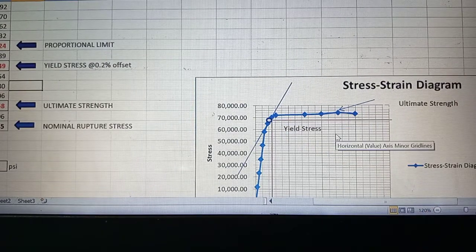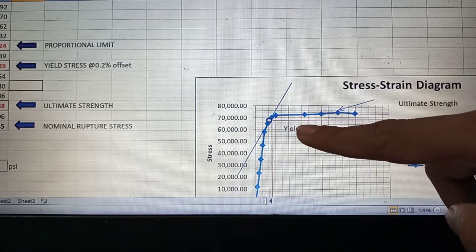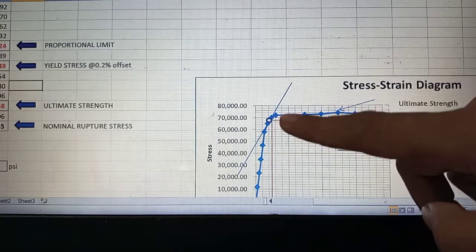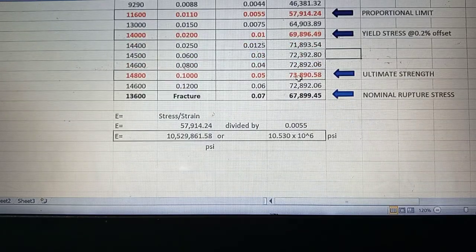If you're looking upon the stress strain diagram and you are not using Excel to solve this problem, you can estimate it as 73 ksi or 74 ksi. So this is the ultimate strength. What about the nominal rupture stress? How do we compute the nominal rupture stress?